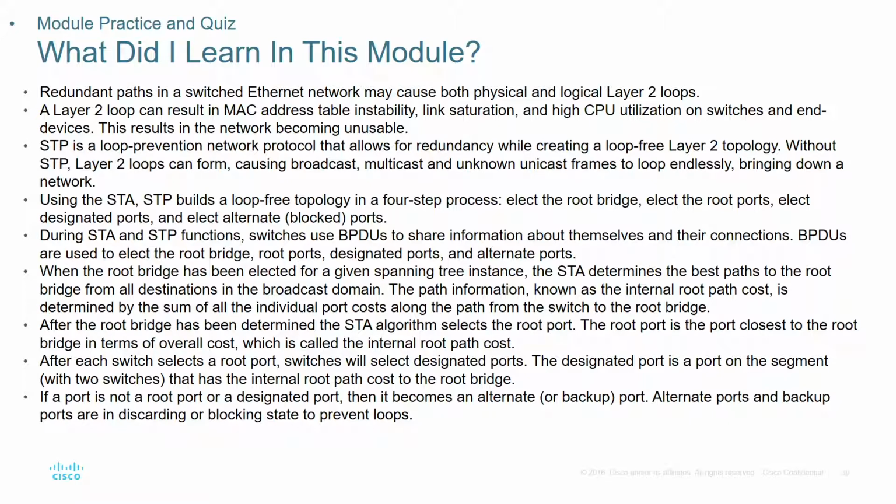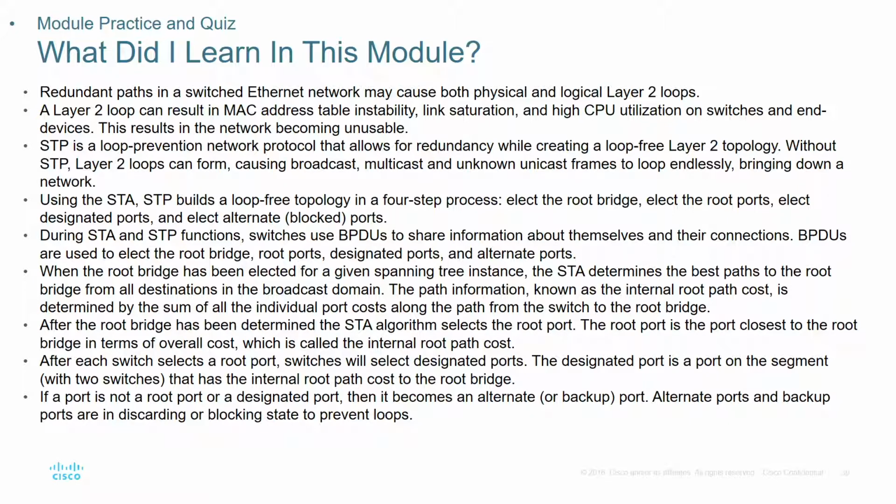When the root bridge has been elected for a given spanning tree instance, the spanning tree algorithm determines the best paths to the root bridge from all destinations in the broadcast domain. The path information, known as the internal root path cost, is determined by the sum of all the individual port costs along the path from the switch to the root bridge. After the root bridge has been determined, the spanning tree algorithm selects the root port. The root port is the port closest to the root bridge in terms of overall cost, which is called the internal root path cost.